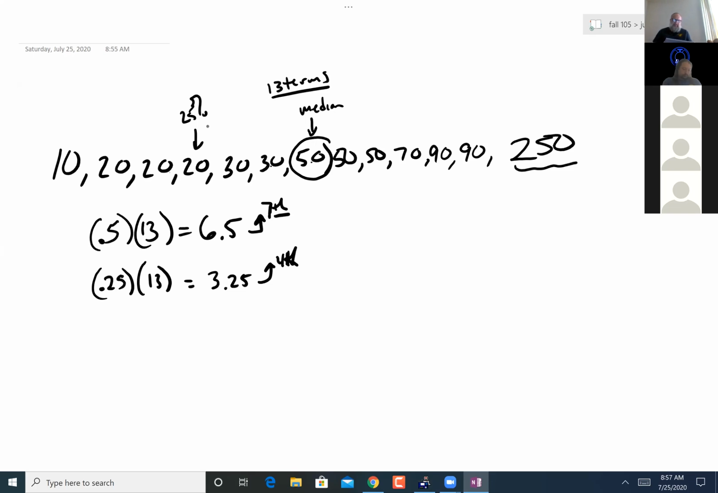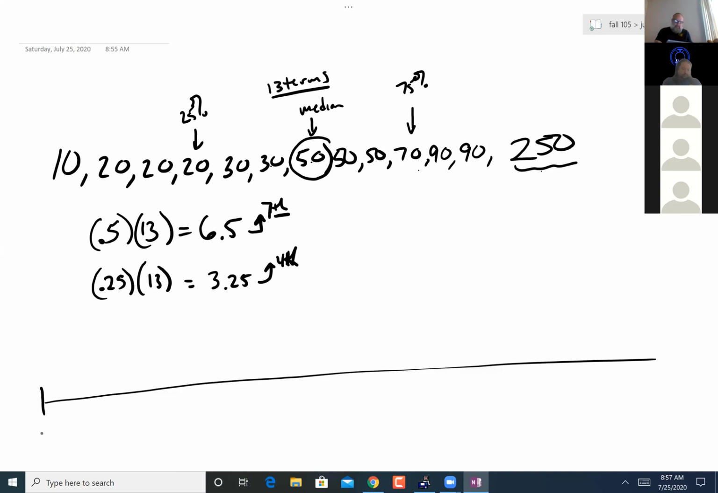1, 2, 3, 4. All right, and by symmetry, 1, 2, 3, 4, this guy here should be my 75th percentile. Okay, and just use symmetry. It's a wonderful thing. So I'm going to count by, I think 25. No, I'm going to count by 50s. 0, 50, 100, 150, 200, 250.